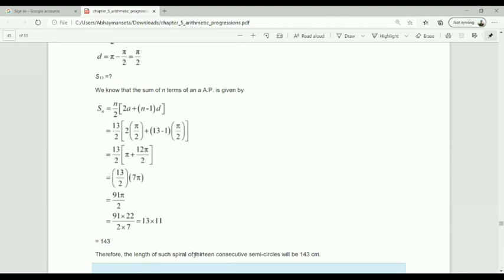Is it clear? So simply we have to find the AP first. After finding the AP, we find the first term and common difference, and then use the formula of Sn, put the values of a, d, and n, and simplify it. So it gives the answer: our answer is 143 centimeter.